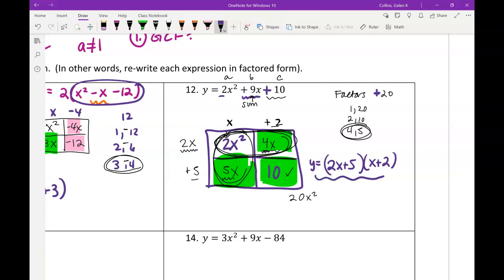All right, so that is our answer in factored form. I'll make a note for us to change number 12 in class.